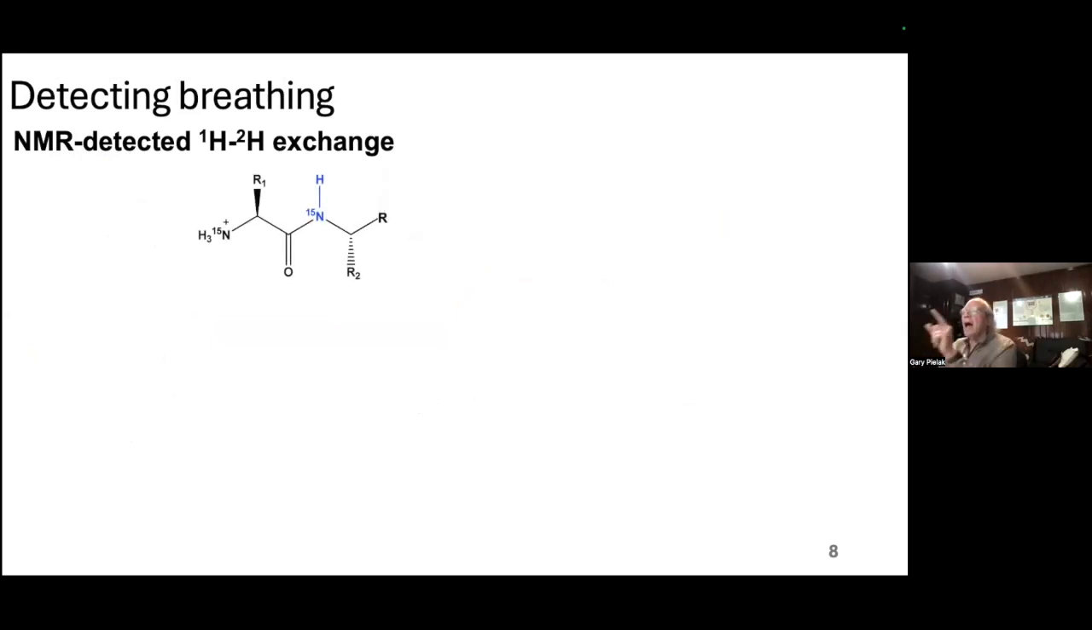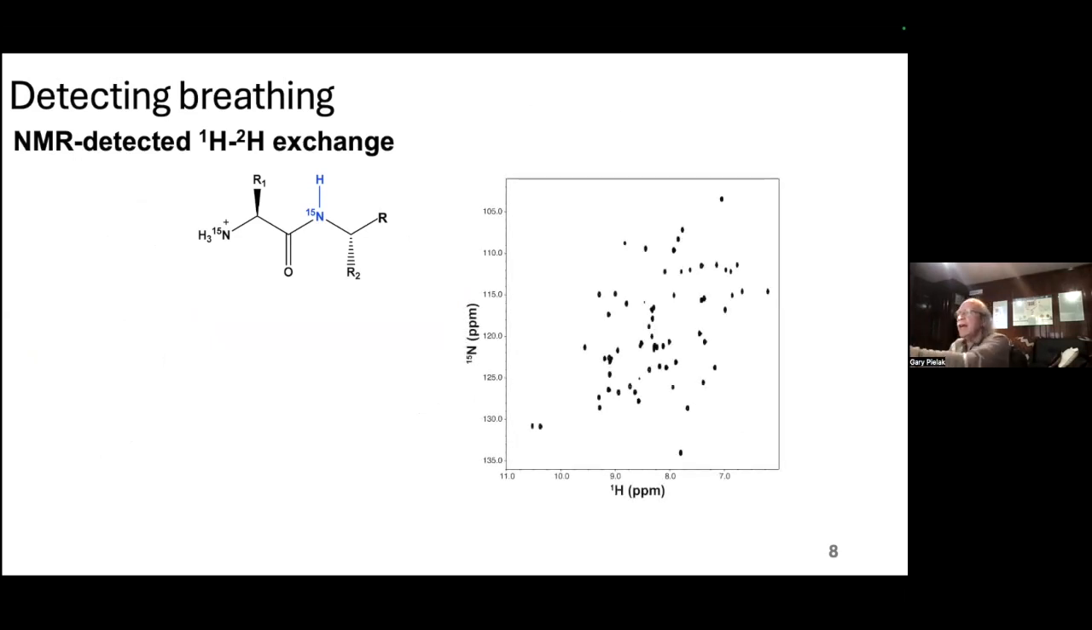We have our nitrogen-15 enriched protein. And here is what's called its HSQC spectrum. On X, we have the proton chemical shift. On Y, we have the nitrogen chemical shift. These black dots are called cross peaks, and we get one from every amino acid residue except proline, because it doesn't have an amide proton.